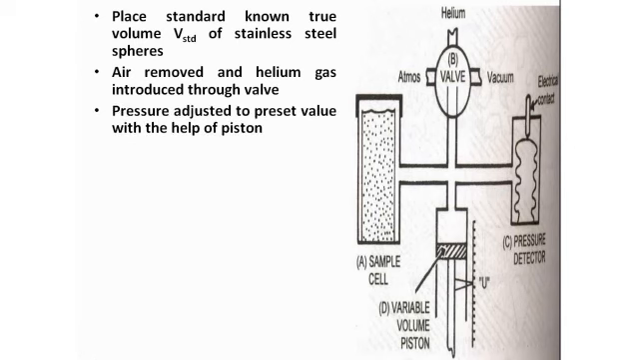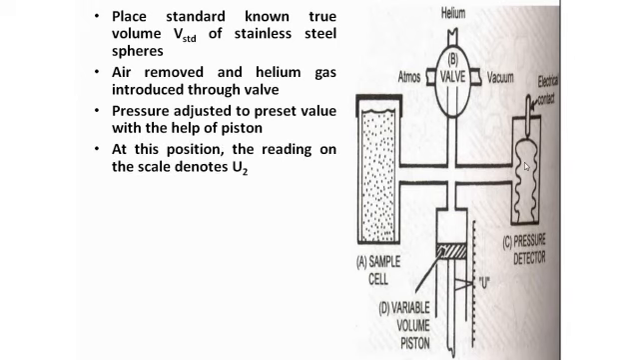So now the pressure is adjusted to the preset value, suppose 30 psi, with the help of the piston. We have pushed it, suppose it has shown 30 psi, we will stop, right? Now at this position, the reading on the scale, suppose it is U2. U2 is the reading on the scale.